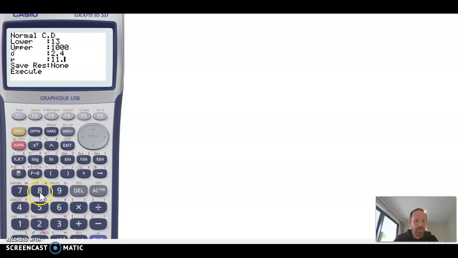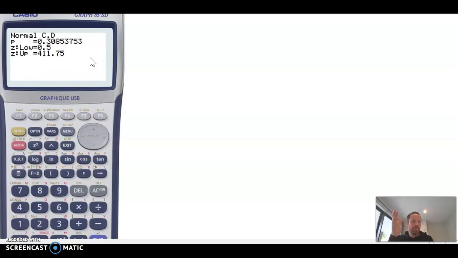So all you have to do is pop in those numbers, hit execute, boom, your probability. The probability is 0.3. Now 0.3 should make sense to you, because remember, greater than the mean was 0.5, 50%. So greater than 13 must therefore mean the answer is less than 0.5.